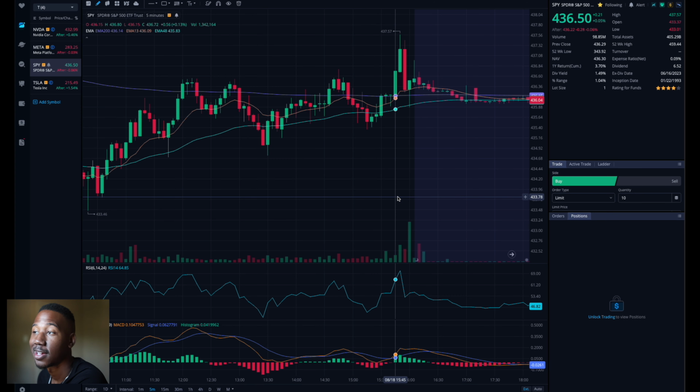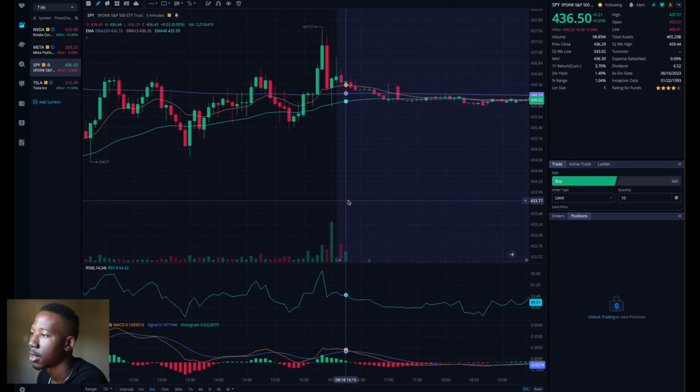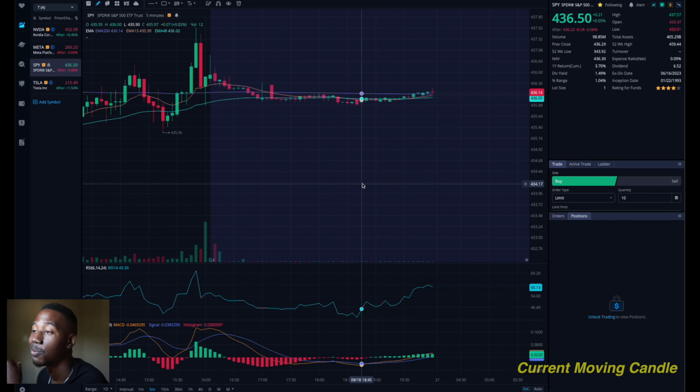All right, so here we are taking a look in the Webull. This is the Webull desktop platform for those of you that don't know. All right, first thing we're going to do is identify the current moving candle.